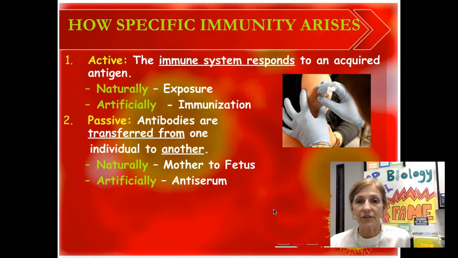So again, naturally, by chance, the mother passed the antibodies to the baby. Artificially, on purpose, you were administering an antiserum. Maybe it's an antivenom against a venomous snake. You don't have time to make antibodies against that chemical, so you're going to get a shot against it. So that was artificial. It was on purpose.